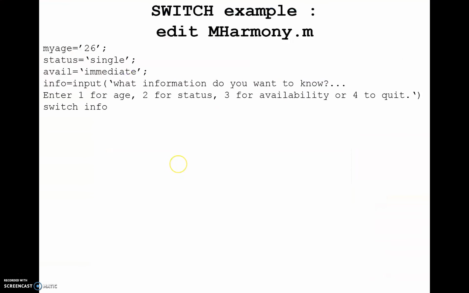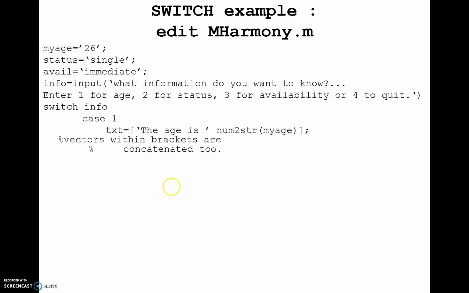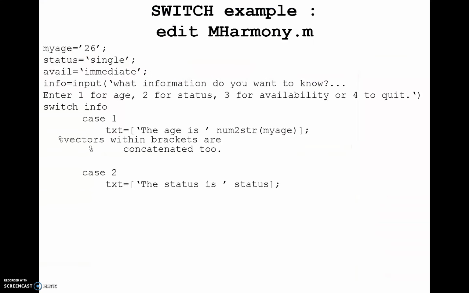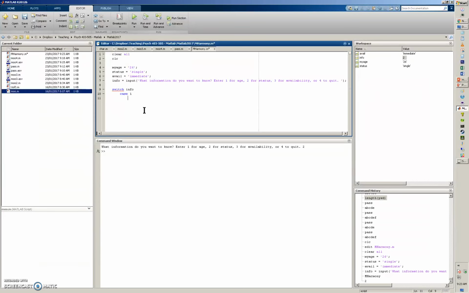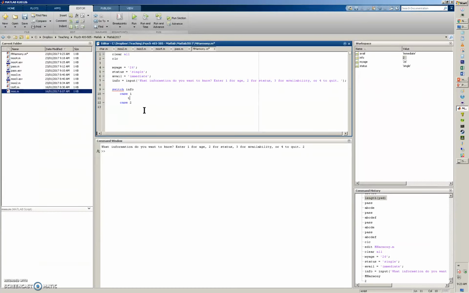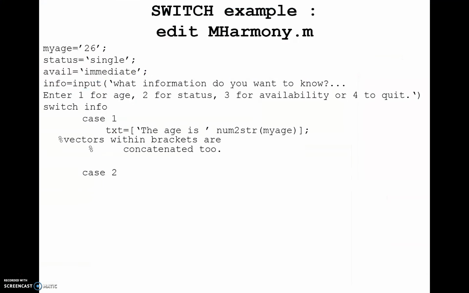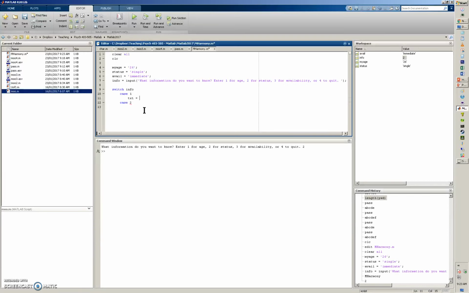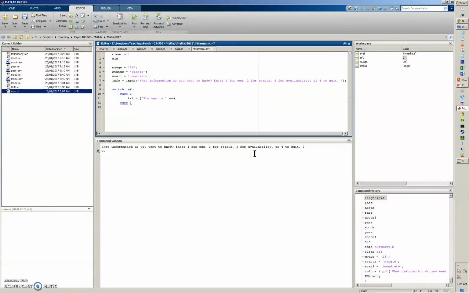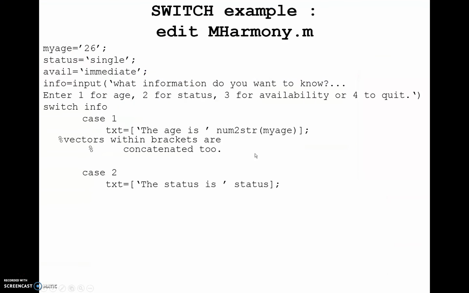And so what else do we want to put? Now we want to switch different cases of info. So we say switch info. When case is 1, when case is 2, we want to say maybe when case is 1, that the age is, and then we have this number 2 that we want to print out as a string. So what we have to use is this newer command, num2str, which turns a number into its string version.